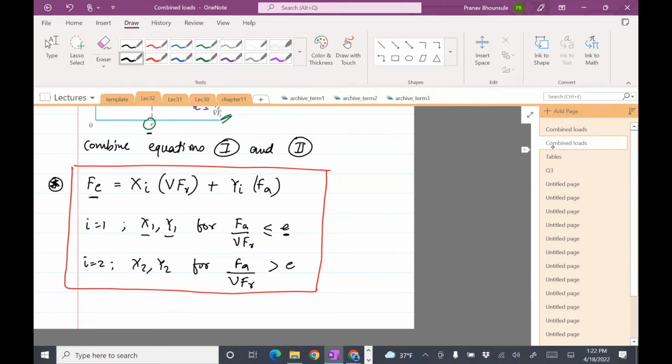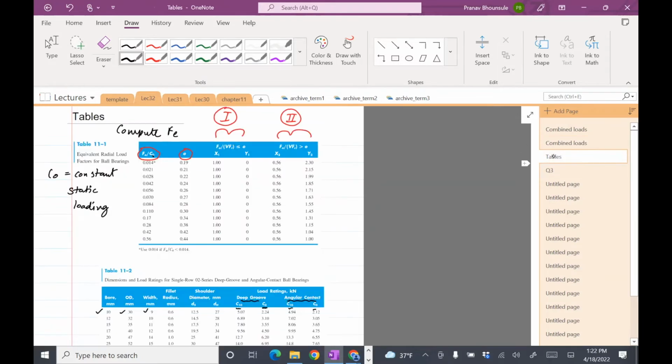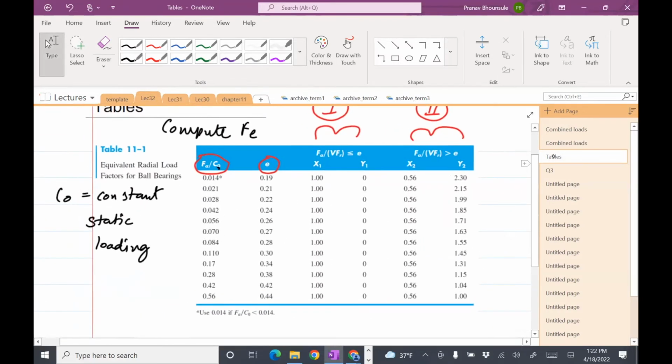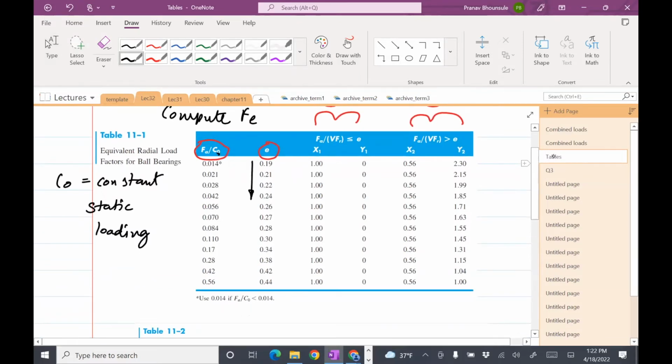Okay, so then how do we get those? How do we get E? Well, there's a table which gives us E right here. So how do we get E from the table? Well, we need to compute this. Looks like we need to compute this factor.